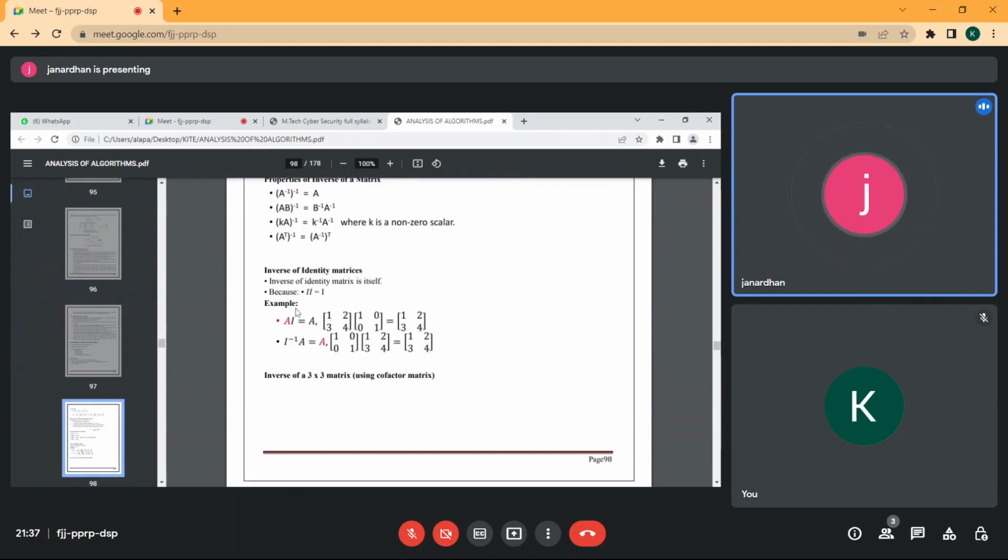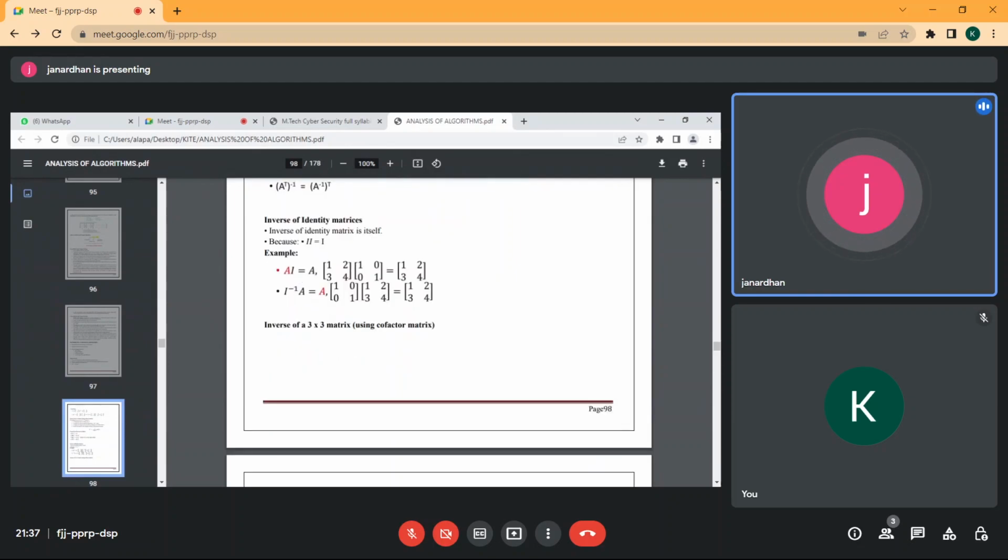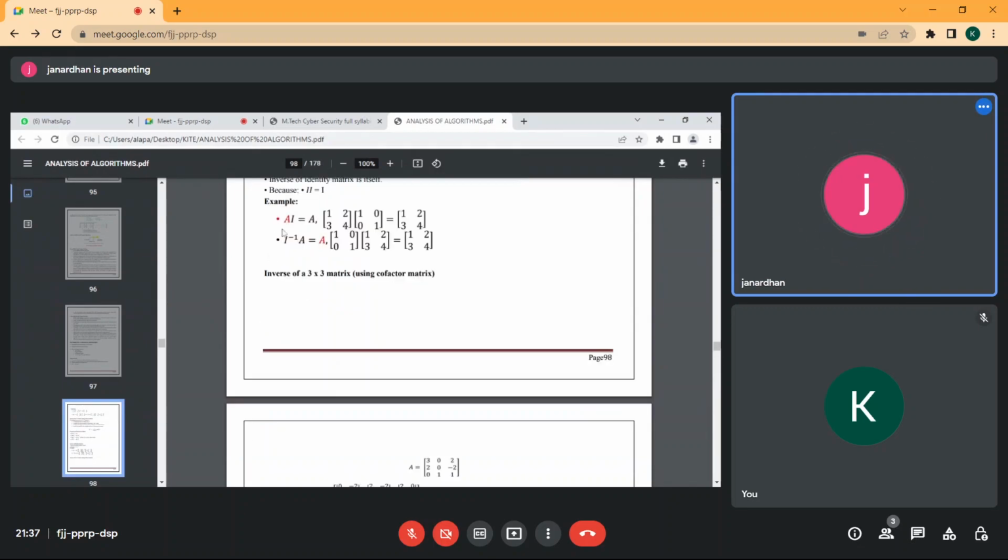Inverse of identity matrices. Inverse of an identity matrix is itself, because I inverse equal to I only. Example, A into I equal to A. I inverse into A equal to A only.